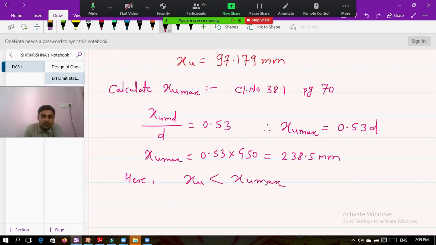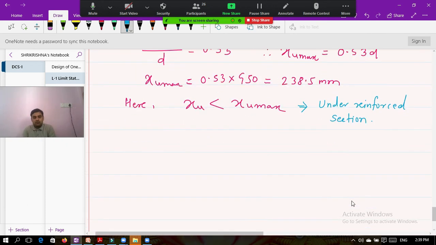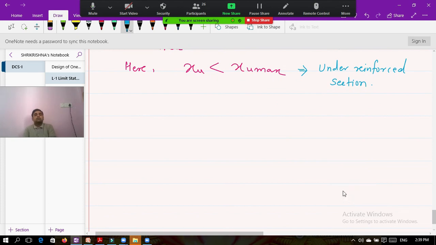And if XU is less than XU max, what type of section is it? This indicates that it is an under reinforced section. Okay. So now if it is an under reinforced section, what is the formula to calculate Mu? The formula to calculate Mu is equal to Tu into Z. This is the formula for under reinforced section.